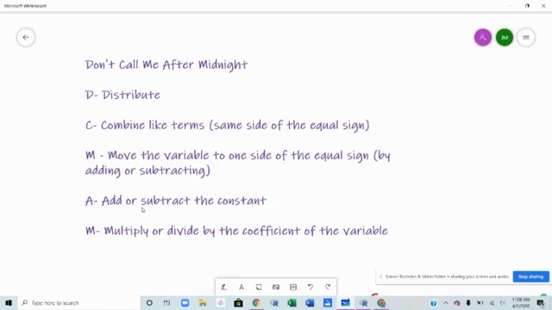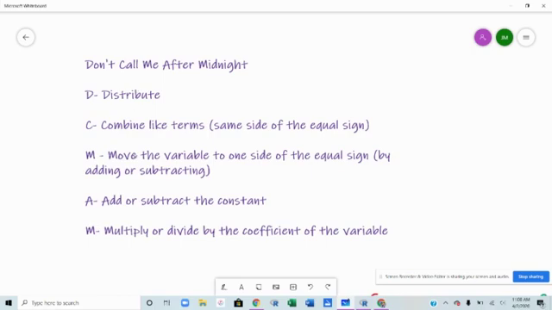Then A stands for add or subtract the constant. Remember, the constant is the number that's by itself with no variable attached to it. And then the last M stands for multiply or divide by the coefficient of the variable, that number that you have in front of your variable. Like if you have 3g, 3 is your coefficient, you would multiply or divide to get rid of it.